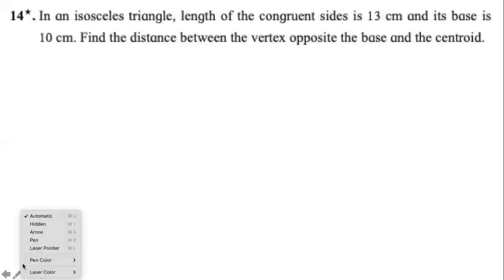Question number 14 reads, in an isosceles triangle. Already the question has started. We need to remember what an isosceles triangle is. It's a triangle where two sides are of equal length. The length of the congruent sides is 13 centimeters. And its base, the third side, which is not equal to the other two sides, is 10 centimeters. The question is not going to be easy. It says, find the distance between the vertex opposite the base and the centroid.